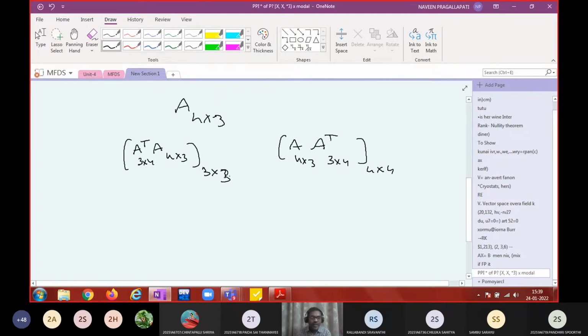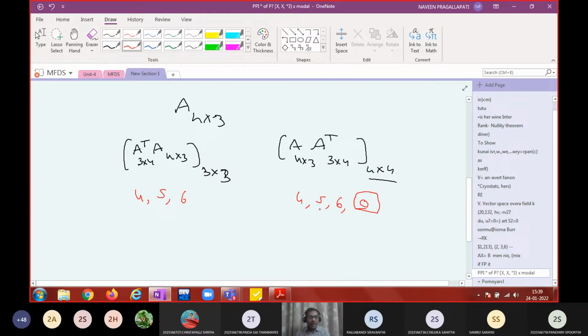This 3 by 3 matrix will have 3 eigenvalues. This 4 by 4 matrix will have 4 eigenvalues. You will notice that all the non-zero eigenvalues are going to be the same. Suppose they are 4, 5, 6, then the eigenvalues of this are 4, 5, 6, and the additional eigenvalue is 0.